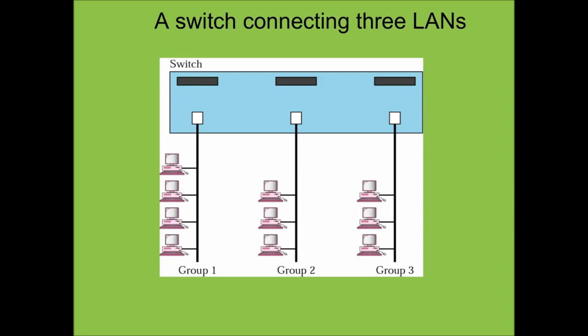A switch connecting three local area networks. Over here you can see three different groups: group 1 contains 4 computers, group 2 contains 3 computers, and group 3 contains 3 computers as well. These 10 computers are directly connected to a single switch, but they are logically divided into 3 groups instead of a single local area network. So these are 3 different VLANs, by which we can easily manage, control, and provide security for these groups.